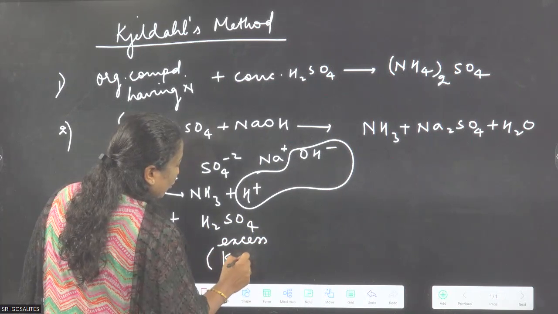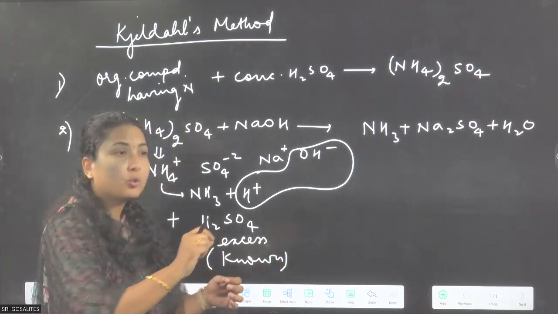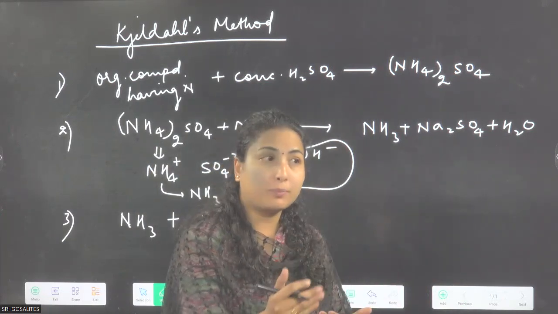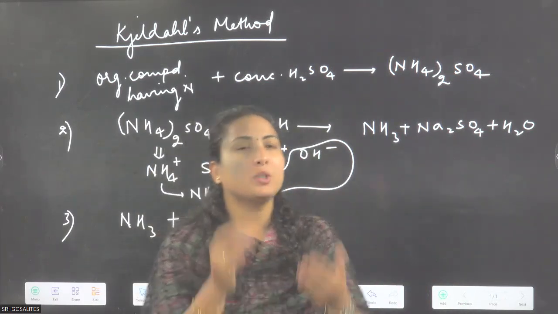Excess, but this will be a known amount. Because you will be doing all those stoichiometry calculations on paper, you will be able to approximately understand how much should be required. So based on that approximation, you are able to add.